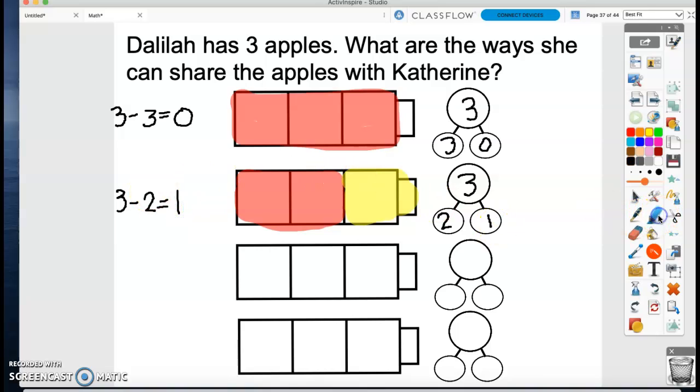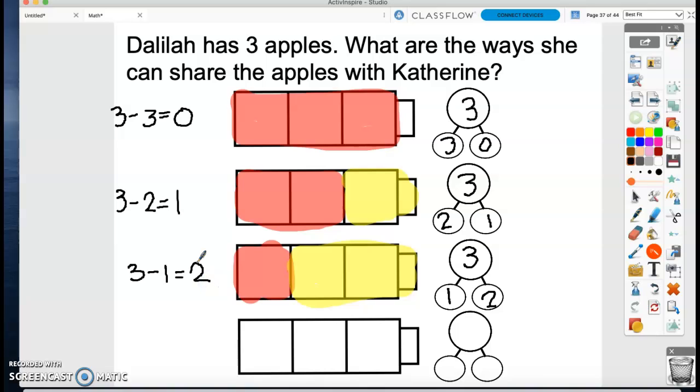Another way that she can share her apples is that she can get 1 apple and she can share 2 with Catherine. If she did that, she would still have 3 apples altogether, but this time she would get 1 and Catherine would get 2. And so our number sentence would look like this: 3 minus 1 equals 2.